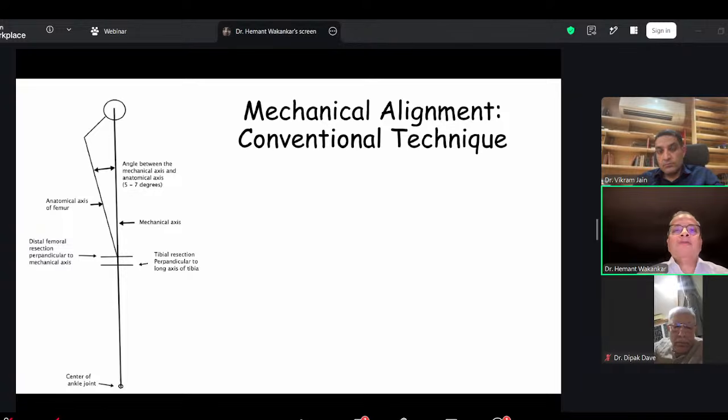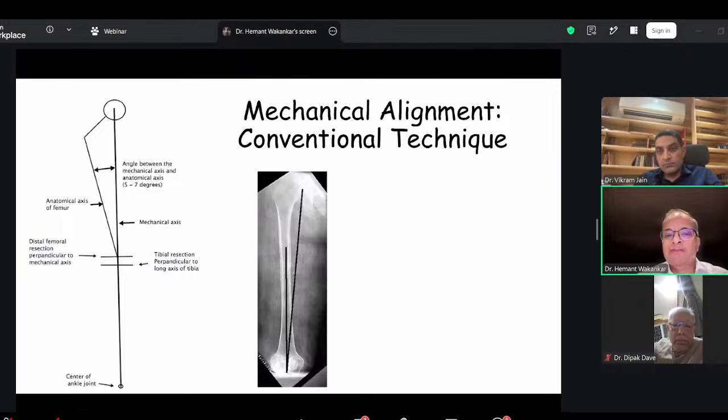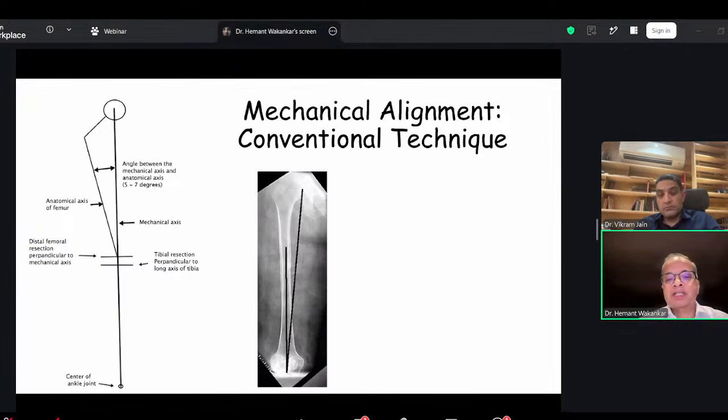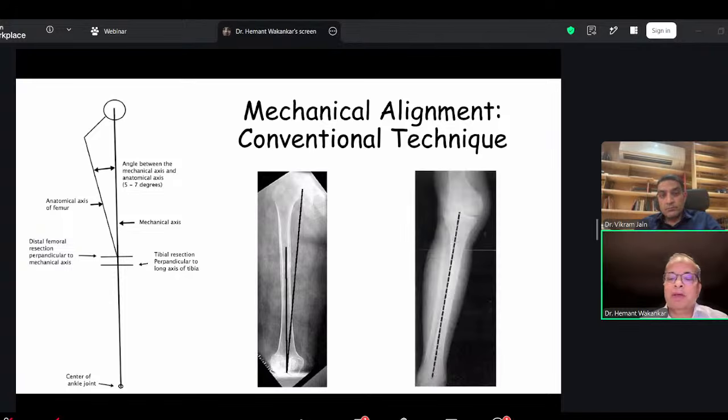Somebody who does not have the technology today, I think most people have the facility to get long leg scanograms, but if you don't have that, you can even use a long X-ray film and look at this image, because this is the angle that we talk about when you're talking about the distal femoral cut. This is the angle that we set on our jigs. And this is the tibial axis that we're talking about.